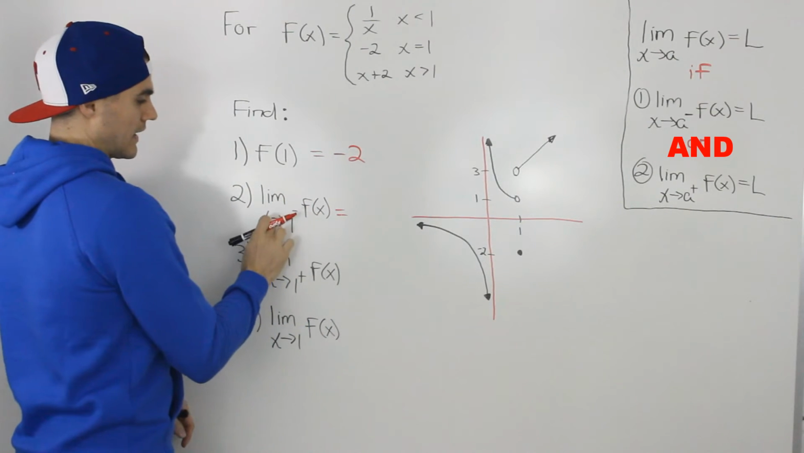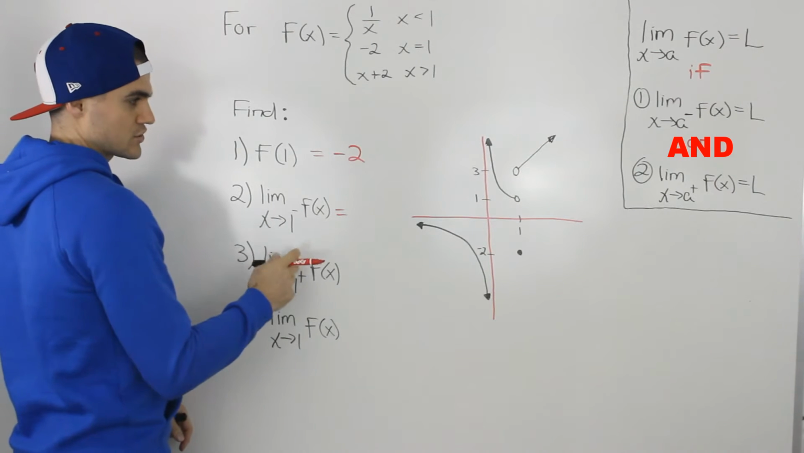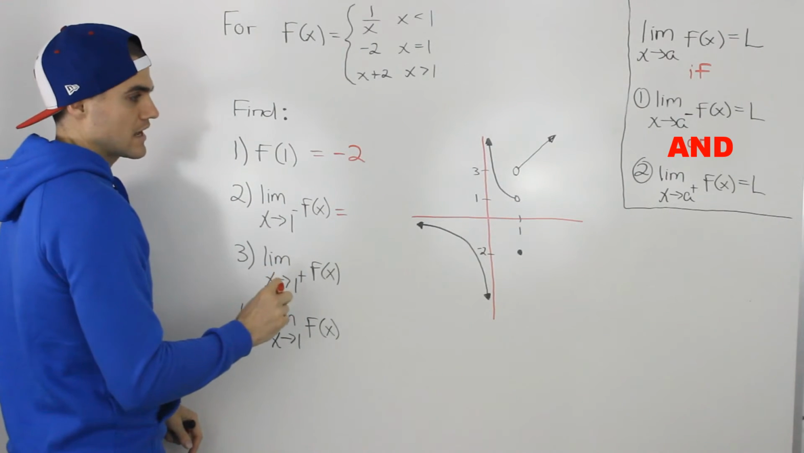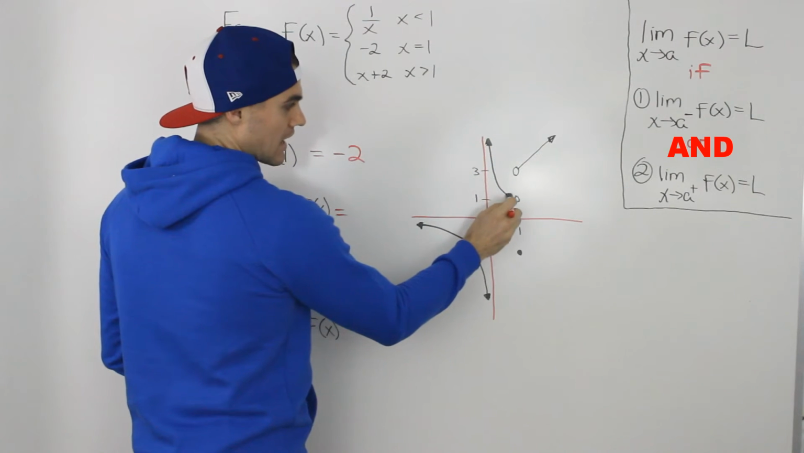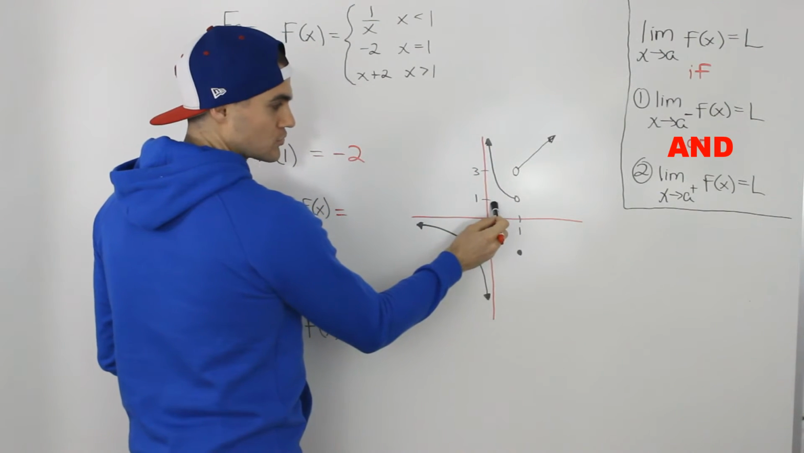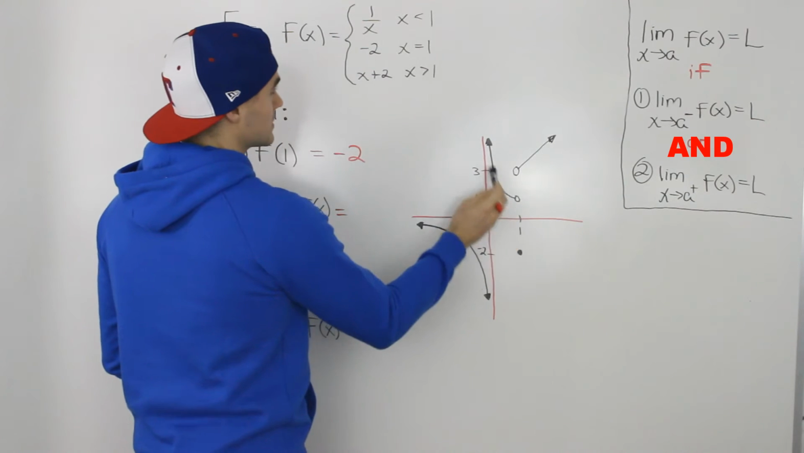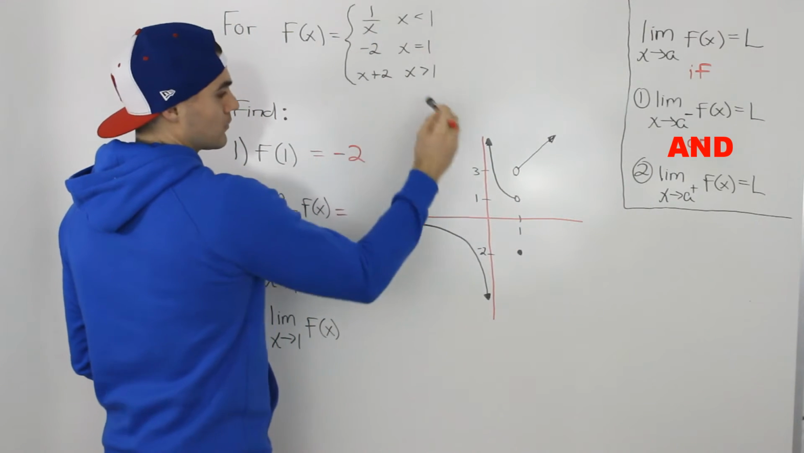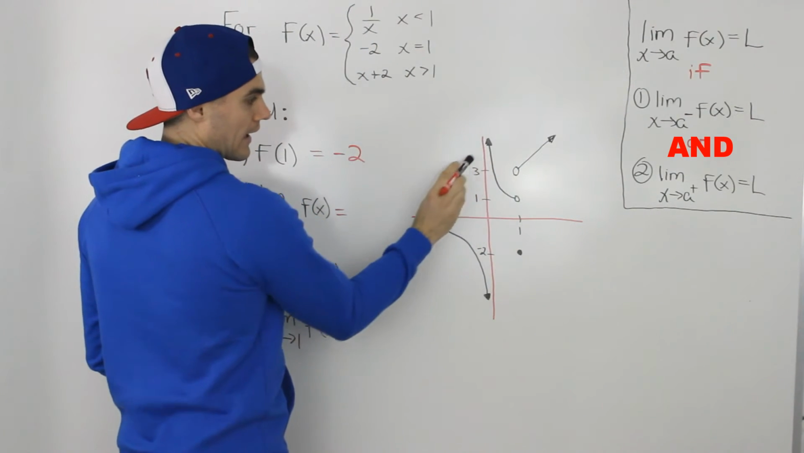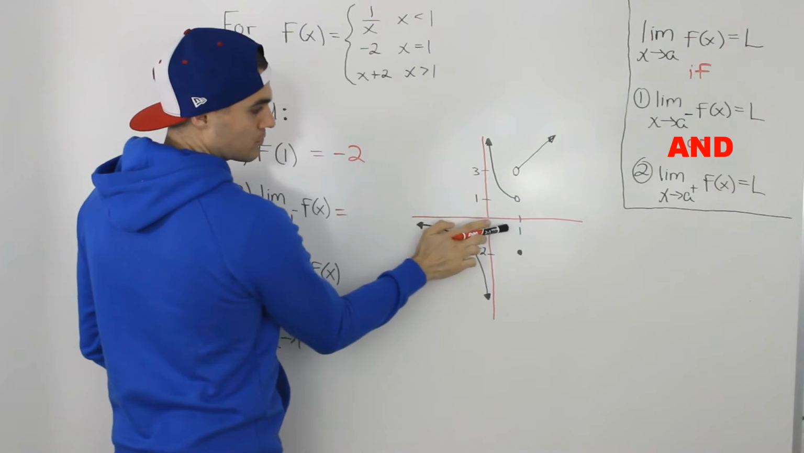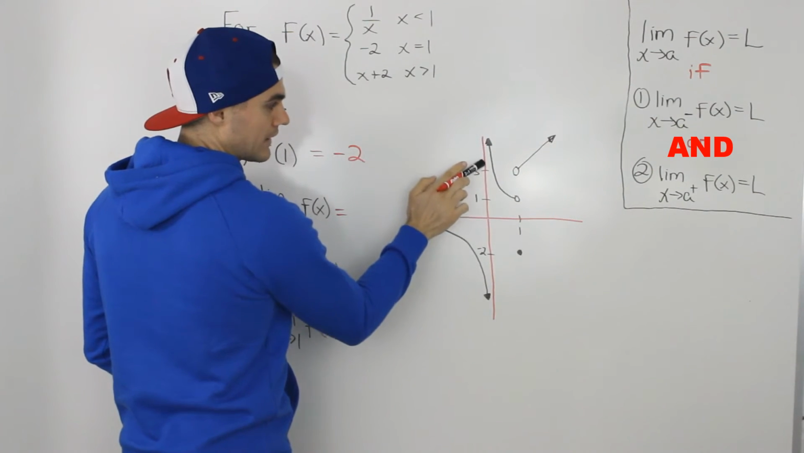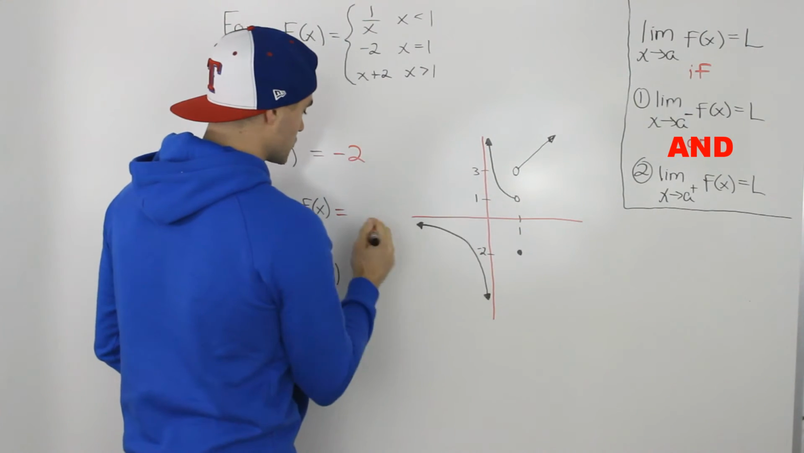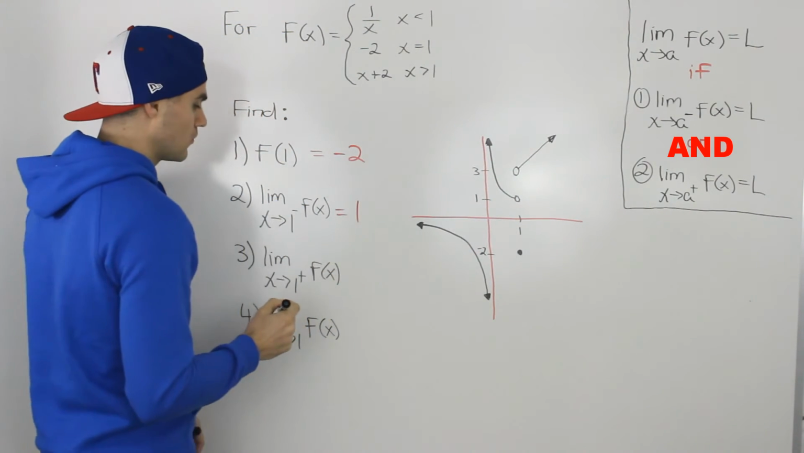What about the limit as x approaches 1 of the function from the negative side? So as we approach this x value of 1 from the negative side, the y value is approaching 1. Because if we take 1 divided by 1, we would get a y value of 1. So on this function, as we approach this x value of 1 from the negative side, the y value is approaching 1. So that limit is equal to 1.